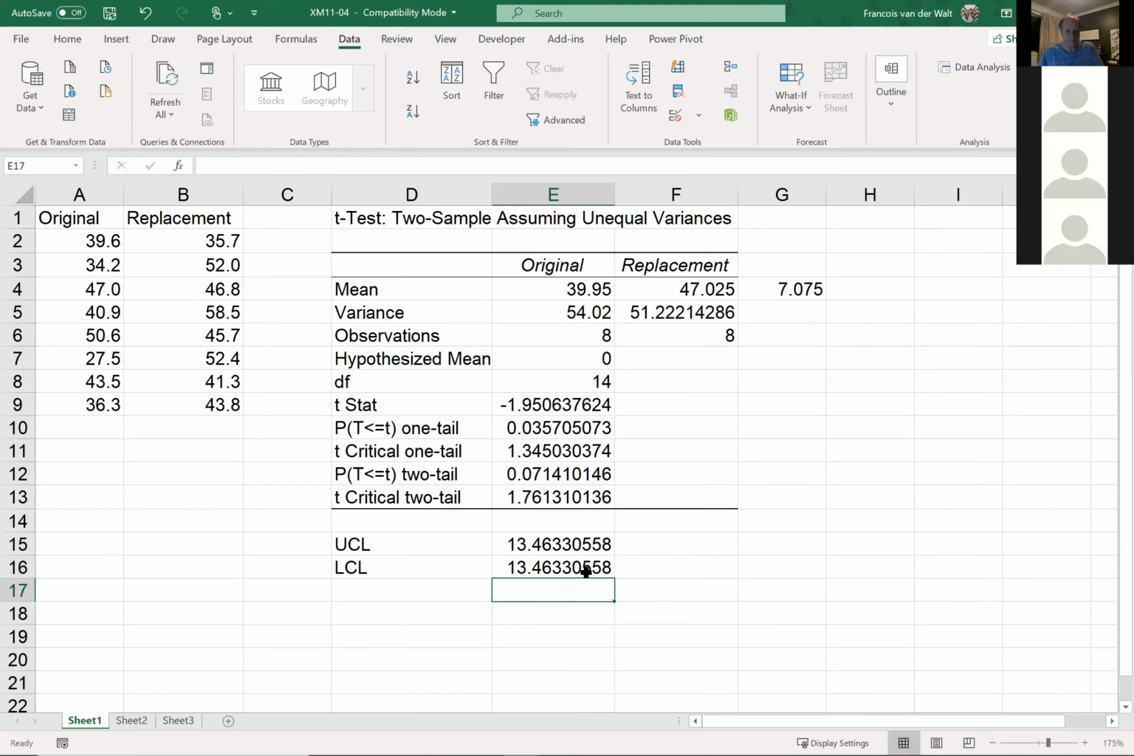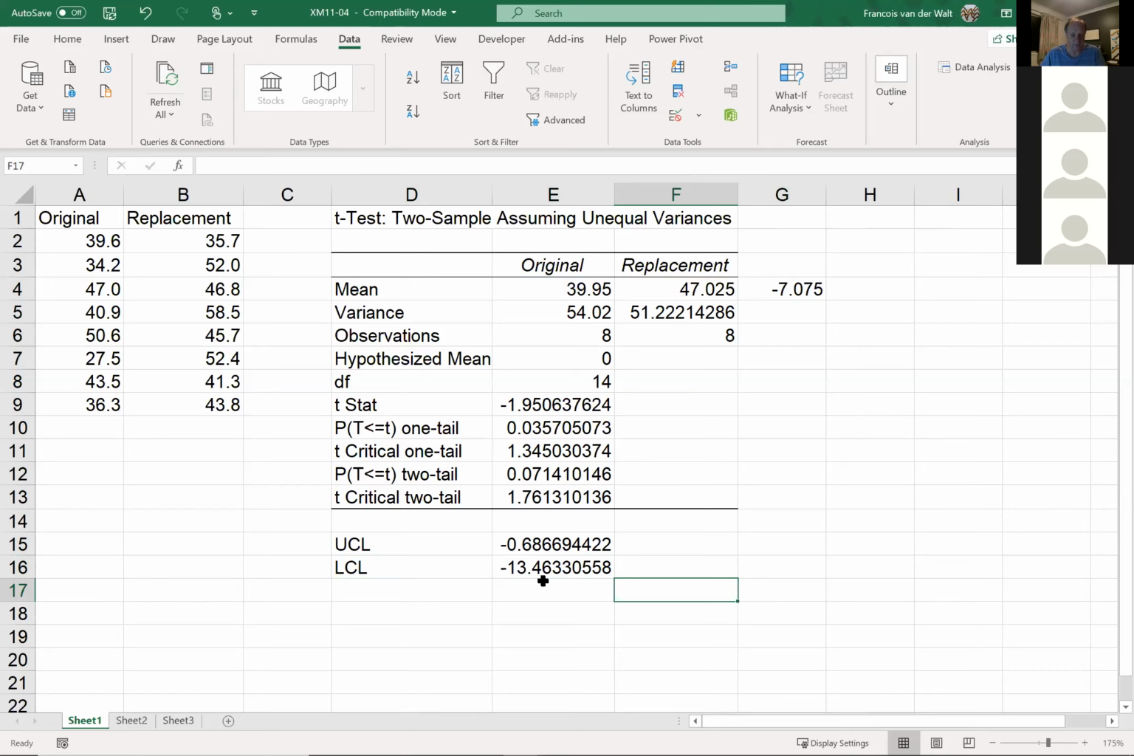If I want to get it the same as the book, all I have to do is take this minus this one, and then these two swap around. That's still my lower control limit. So in my interpretation, I can just say that the original is 7 worse than the replacement one, and it's between these values. Does this include 0? No, it doesn't include 0.